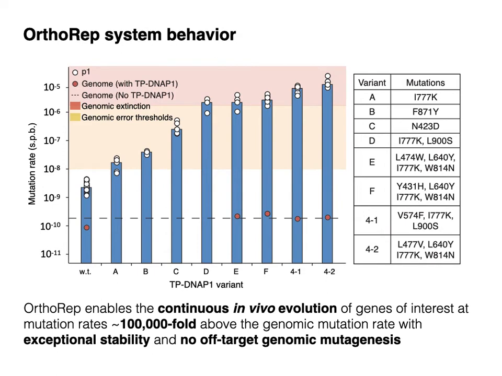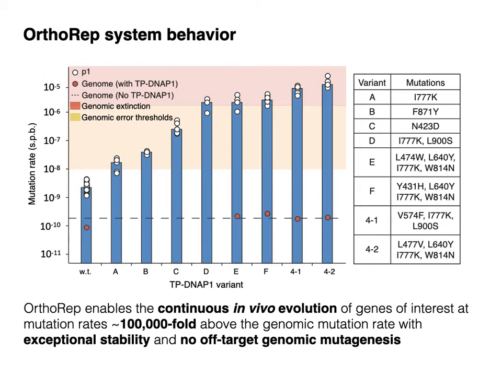I want to show you a slide summarizing the key aspects of OrthoRep with regard to mutation rate. By using different tpDNA P1s, different orthogonal DNA polymerases, we can now choose the mutation rate for the orthogonal plasmid, spanning several orders of magnitude. These are the blue bars.